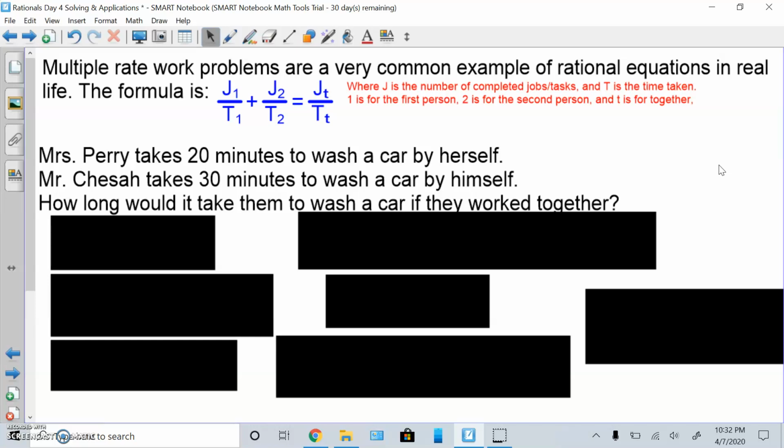The other misconception is some kids think you can just subtract them. You can't do 30 minus 20. An easy one is this. If one person takes 30 minutes, another person takes 30 minutes, you can't subtract and say it takes them 0 minutes to wash a car. So you cannot add or subtract the times by themselves.